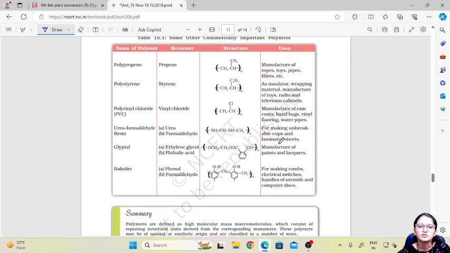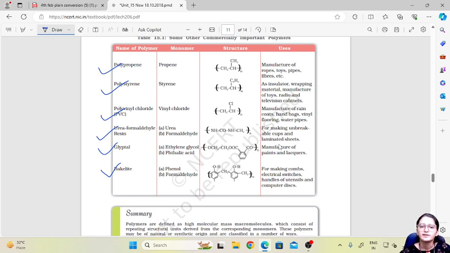Then polymers of commercial importance, we have polypropene, polystyrene, polyvinyl chloride, urea formaldehyde, glyptal and bakelite. Now these are of commercial importance because polypropene is used in ropes, toys, pipes, fibers, etc. Polystyrene is used as an insulator, wrapping material, and in manufacturing of toys, radio and television cabinets. PVC, that is polyvinyl chloride, is used in raincoat manufacture, handbags, vinyl flooring and water pipes.